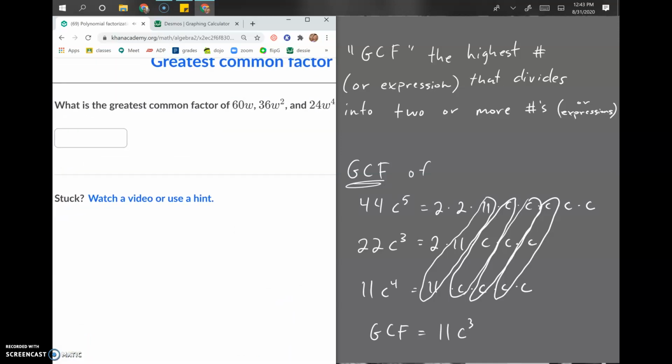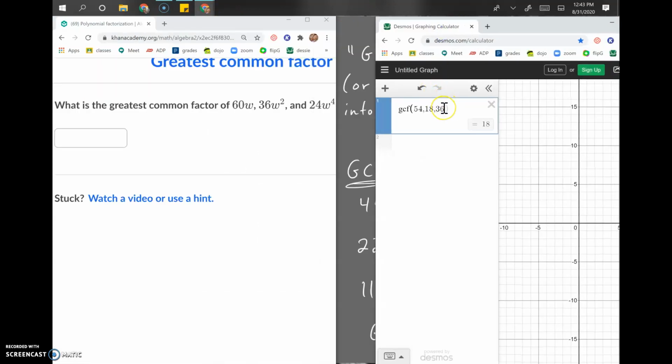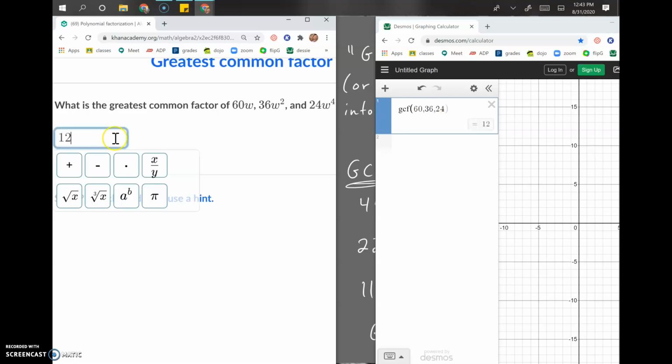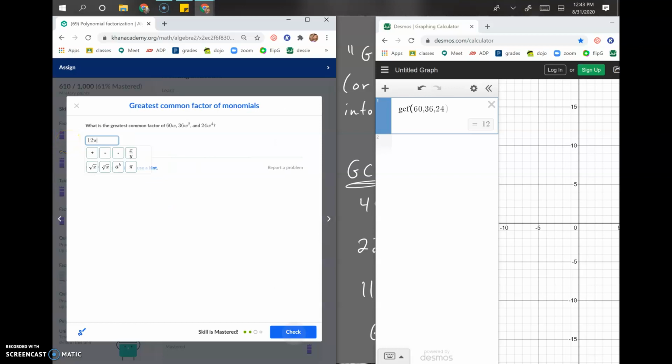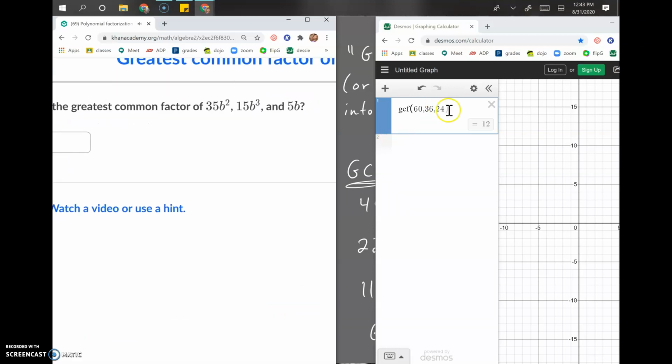Okay, greatest common factor. I'm just going to go ahead and rip through this one because why not? We're going to go ahead and punch it into Desmos. We're typing in 60 and 36 and 24. Cool. The number portion here is 12, and then I'm just looking at how many w's I can pull out. This one's got 1, this one's got 2, this one's got 4. How many do they all have? They all have at least one. 12w. Boom, done.